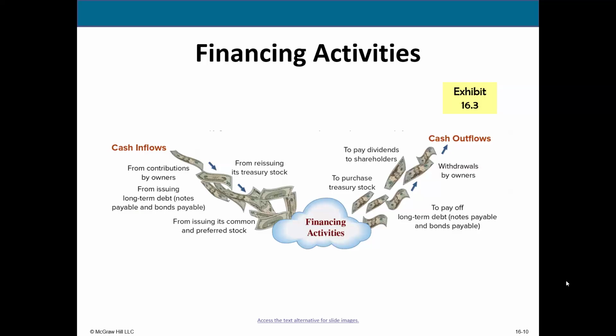Those three slides I just showed you, these are probably my favorite three slides in this whole discussion because they really sum up exactly what's going on as it relates to cash and the statement of cash flows.